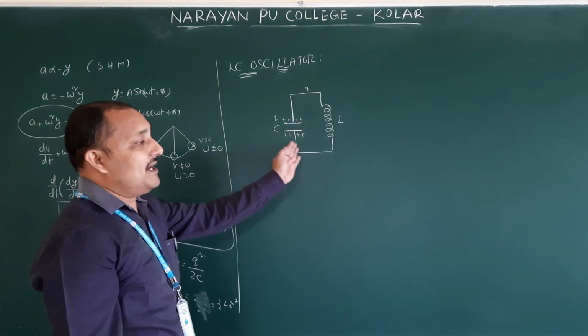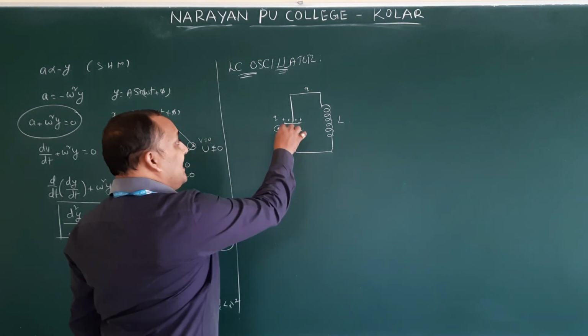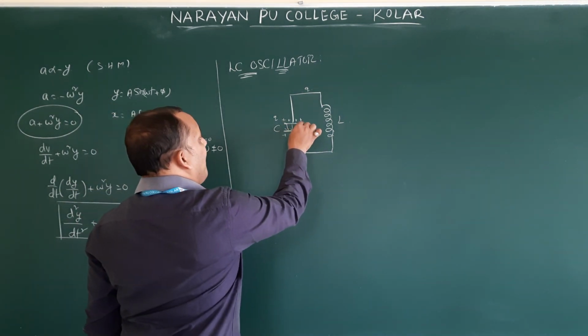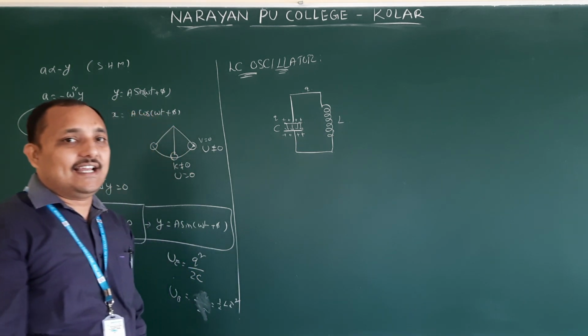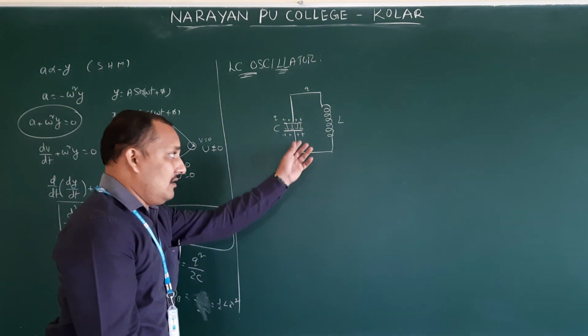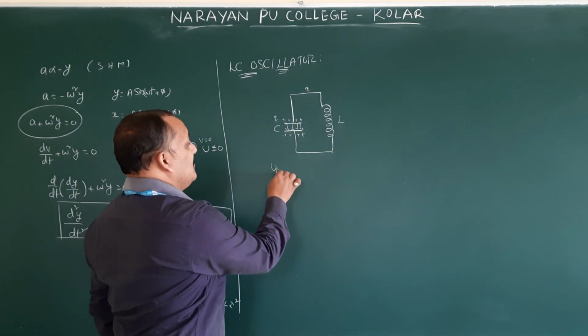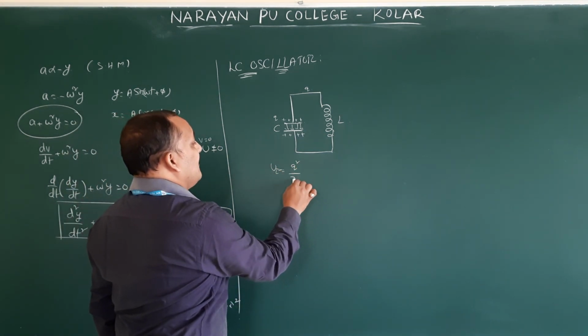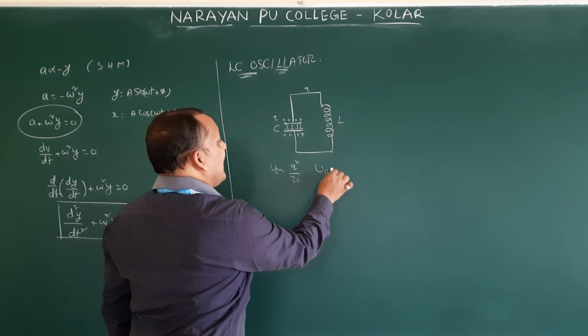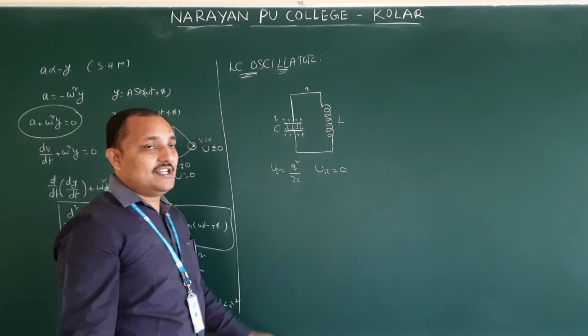So step by step I am going to give the diagram. First, initially only electrical energy will be present. So in this there is no magnetic energy. U is equal to Q square by 2C. So what is the magnetic energy? 0. There is no magnetic energy initially.